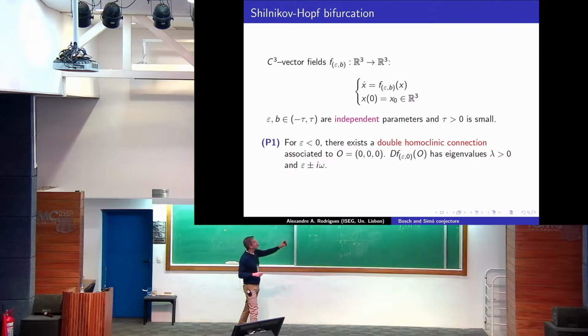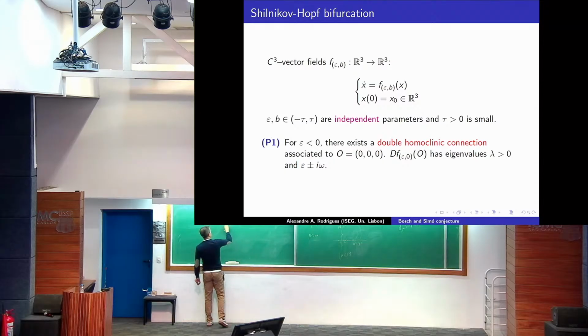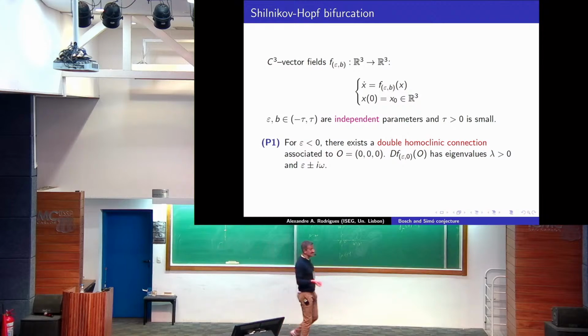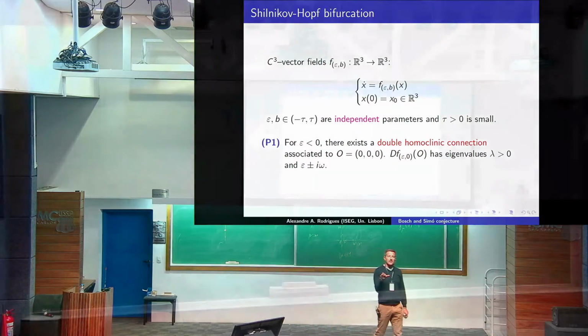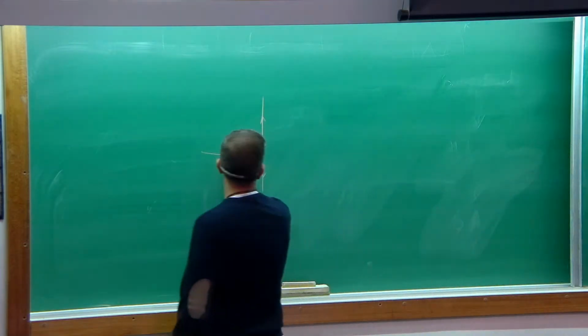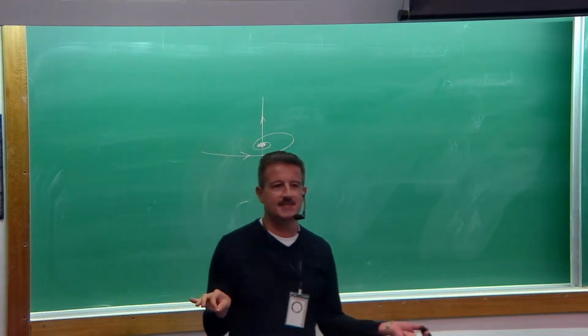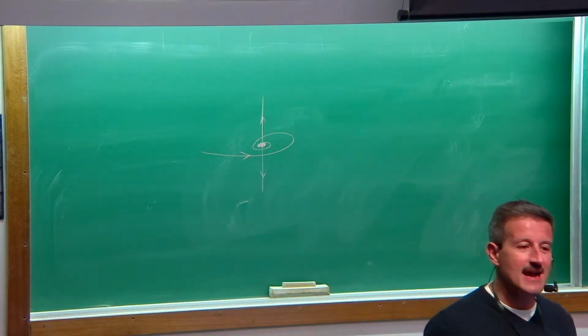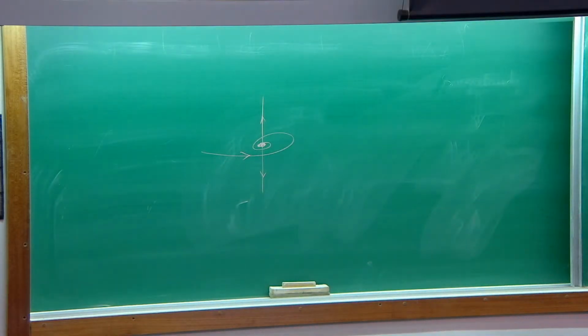The linearization has eigenvalues: one lambda that is positive. Let's go to the second part of the sentence. I have one positive eigenvalue, and I have a pair of complex non-real eigenvalues. Pay attention, this is for epsilon real, less than 0. So the real part of this complex eigenvalue is negative. So I have this. It's okay. It's just a picture. Okay? And now let's analyze the first part of the property.